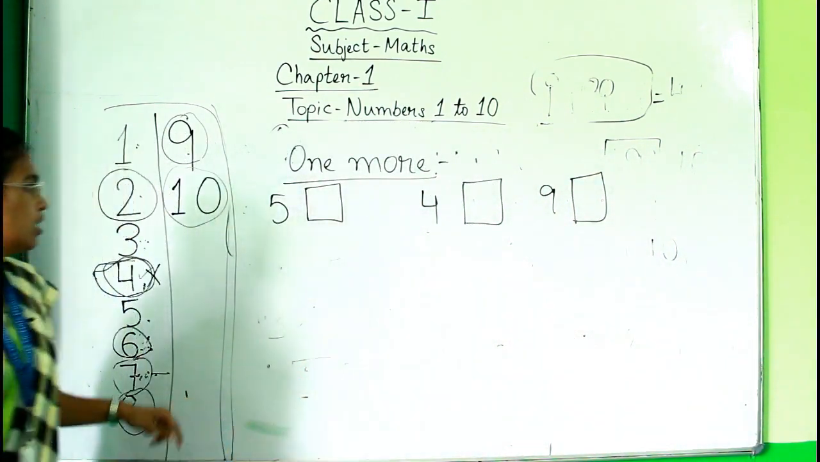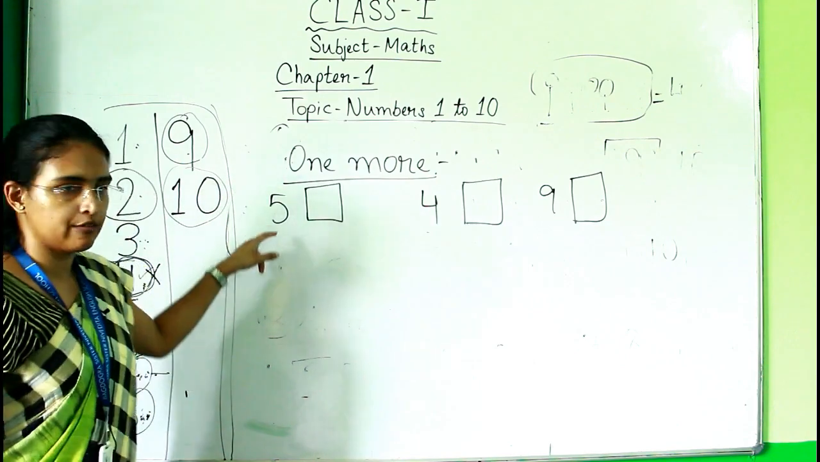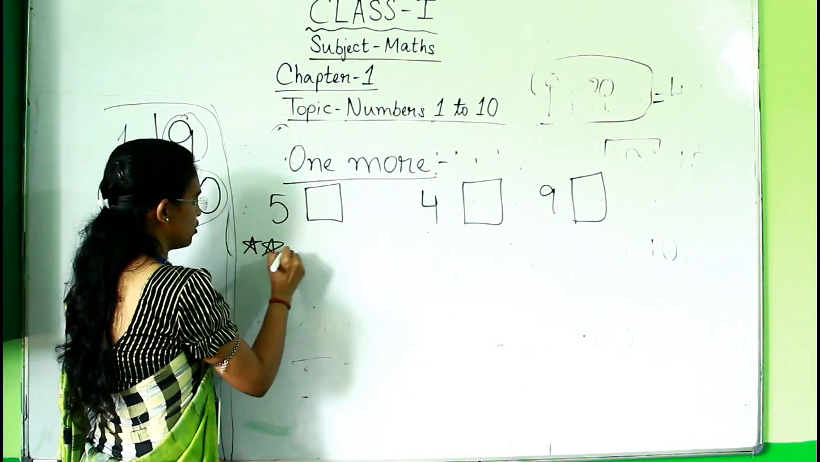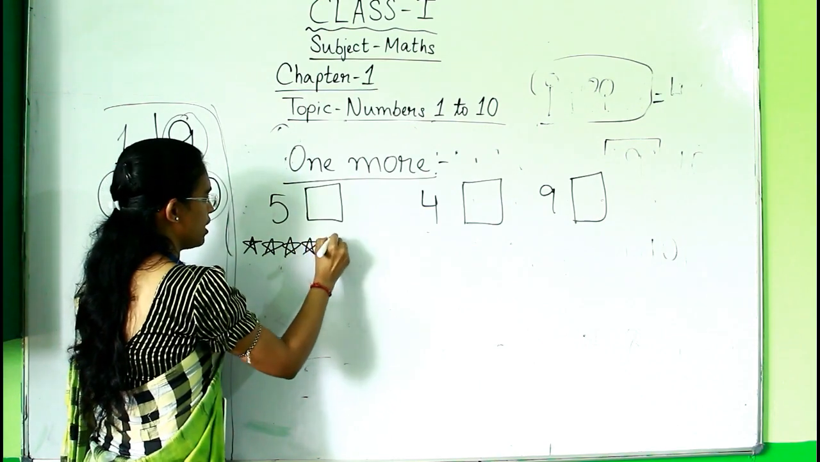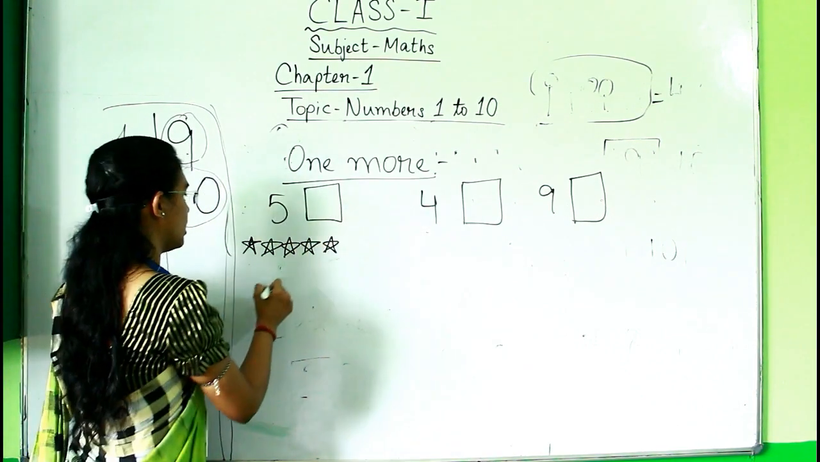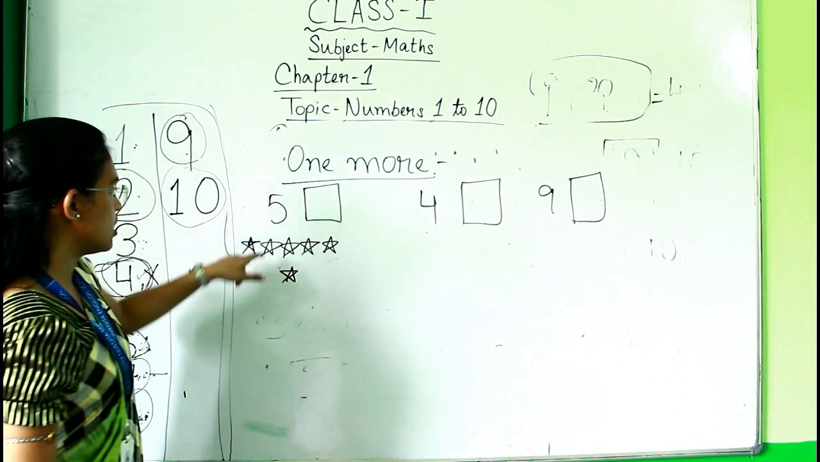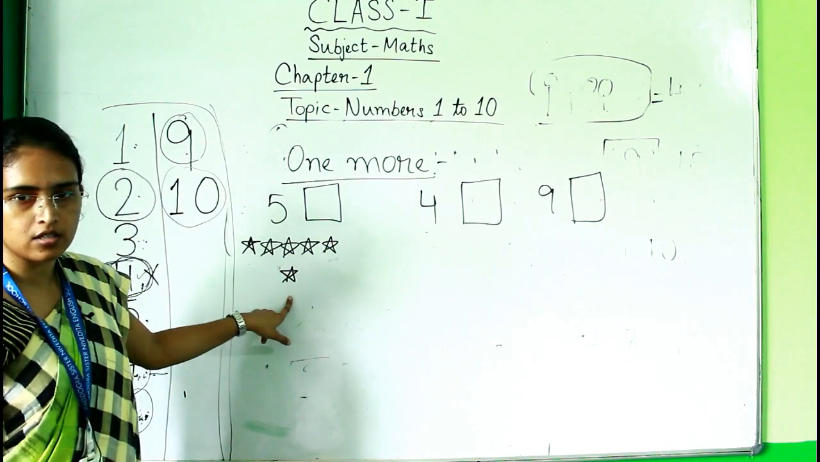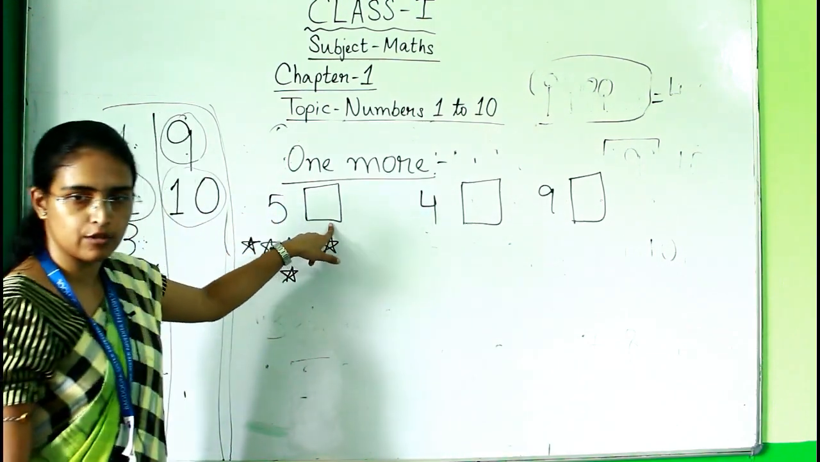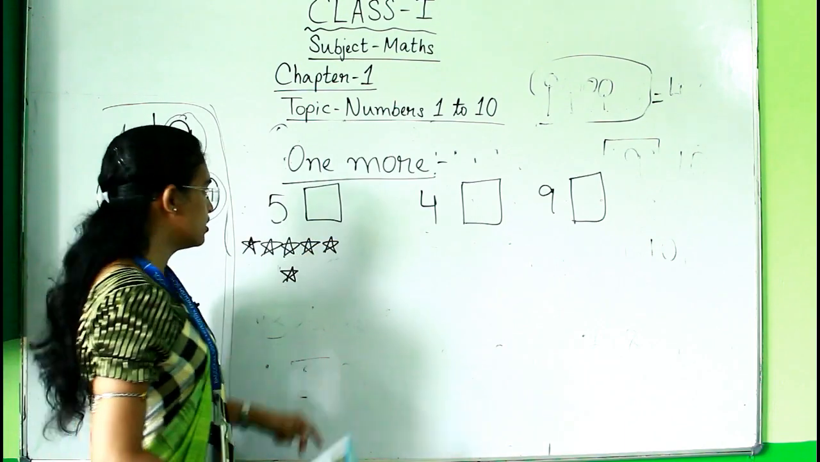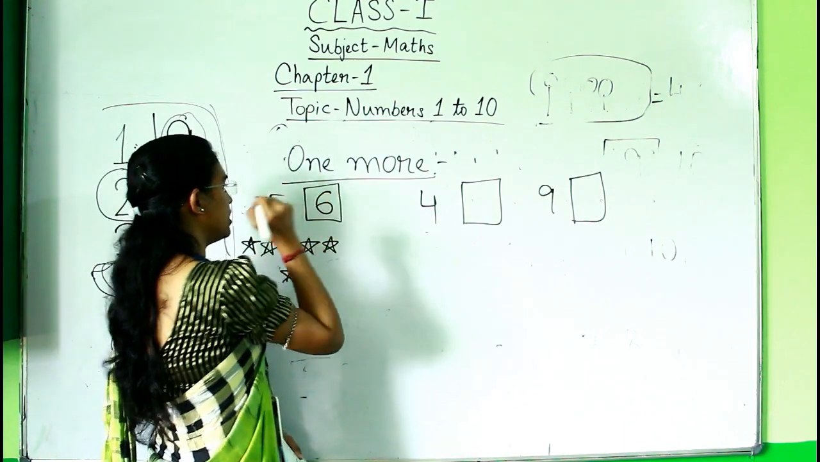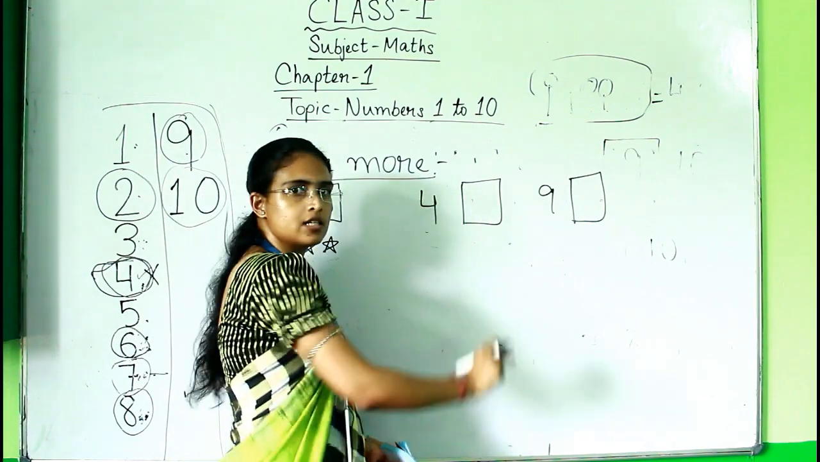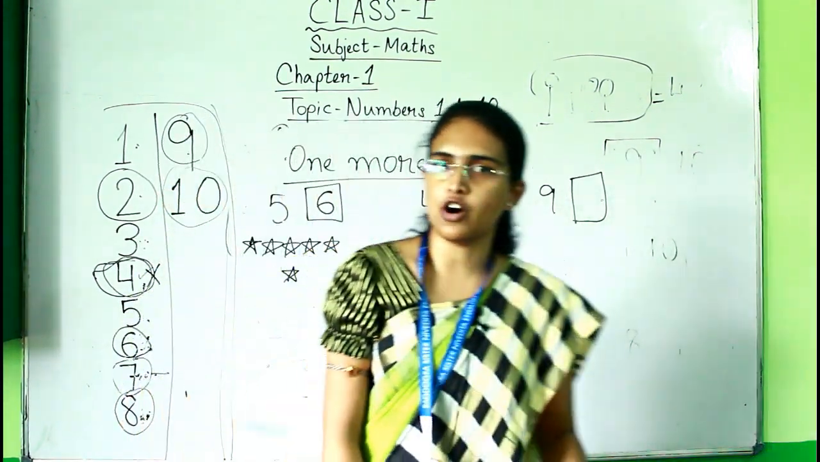Okay. So if I have 5 chocolates, I have given you the example. If I have 5 stars, 1, 2, 3, 4, 5, and you give me another star, then how many stars do I have? 1, 2, 3, 4, 5, 6. So what comes after 5? Write here 6. Like that. Which number is this? This is number 4.